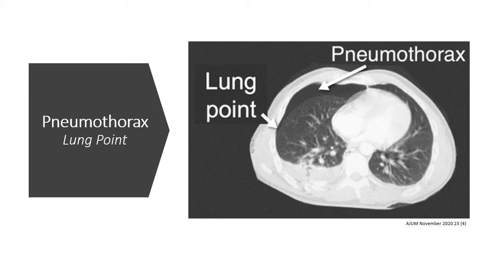And so the lung point is the point at which there's the visceral and parietal pleura that are adjacent to each other, and then they're no longer adjacent to each other when you have a pneumothorax. And when you see the specific point on ultrasound, that is known as lung point, and that is 100% specific for a pneumothorax. So let me show you a couple examples.